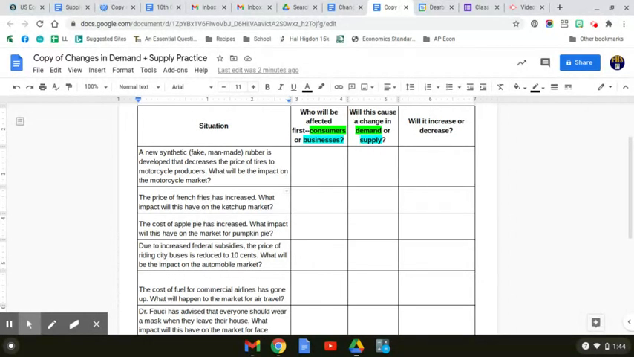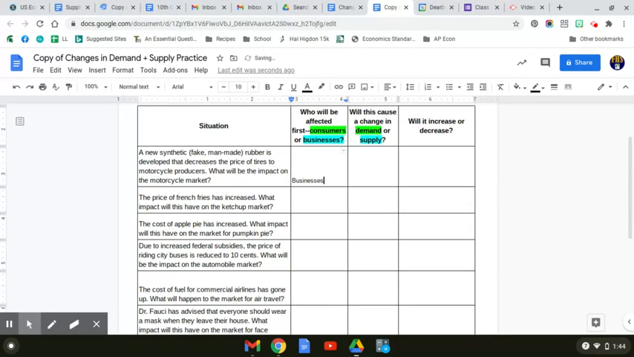It says a new synthetic rubber is developed that decreases the price of tires to motorcycle producers. What will be the impact on the motorcycle market? Notice that these are the tires that are going to be used on the motorcycle. It's not like an aftermarket tire that you can go buy at Discount Tire. So the group that's going to feel this price savings first is going to be the businesses, because the businesses are the ones that have to buy the tire to put on the motorcycle. So this is going to be the businesses.